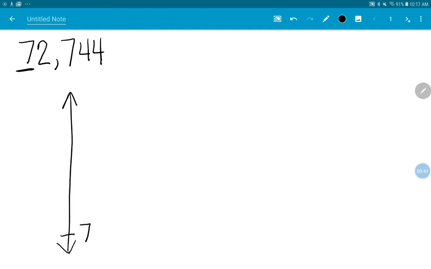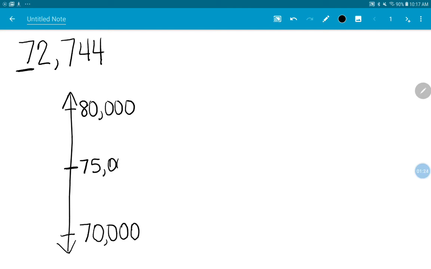I'm going to take the 7 in the 10,000s place value, and I'm going to write zeros for all my other place values. So thousands, hundreds, tens, ones. All right. What's one more 10,000? 8 10,000s or 80,000. Okay. And the midpoint is 75,000. Very good.